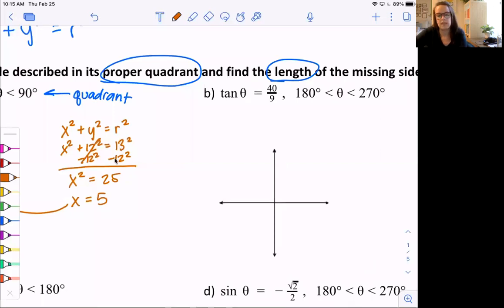For this one, I didn't add them. Oh, good question. I didn't add. This isn't 13 minus 12 or 13 plus 12. That's not how I got 25. This was 169 minus 144, which gave me 25. It just happened to be that way. It's just a coincidence. Oh, good coincidence. I didn't notice that. Welcome.